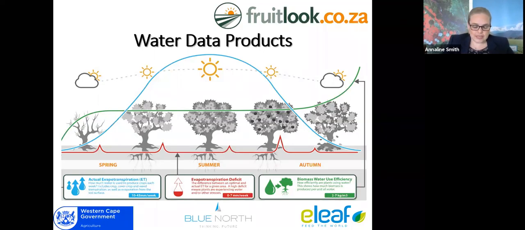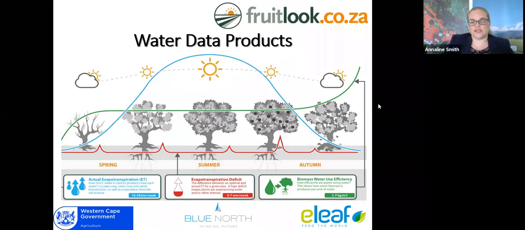And also, we're looking at biomass water use efficiency. If you look at the biomass of a tree, your fruit is a very small component. So if your biomass water use efficiency drops, but you know that your active growth has stopped and the tree is now focusing its energy on the fruit, then don't worry about it, because you know what's happening in the physiology of your fruit tree. So take note of that as well.